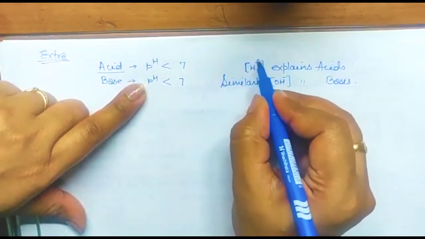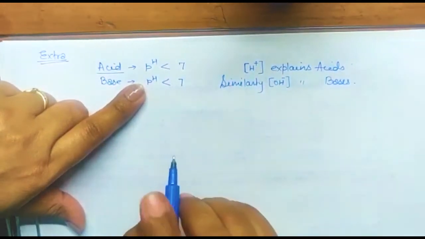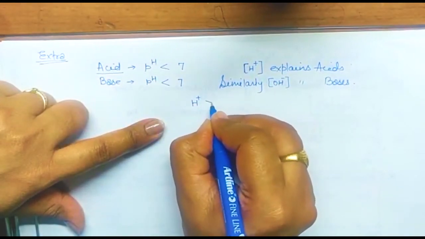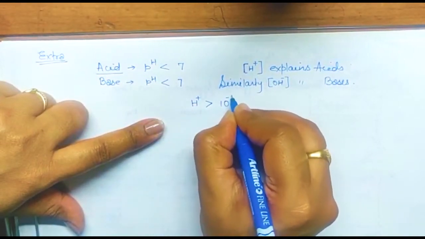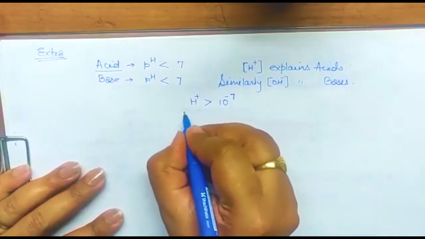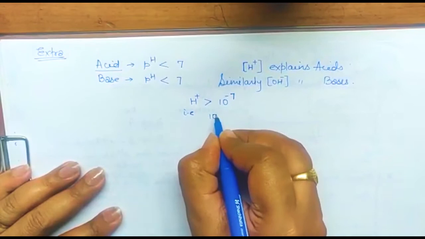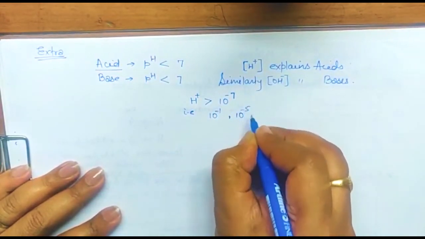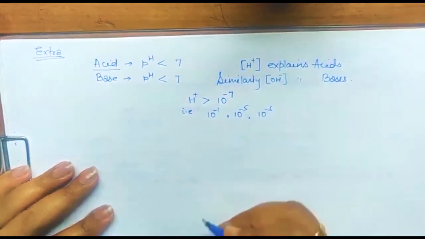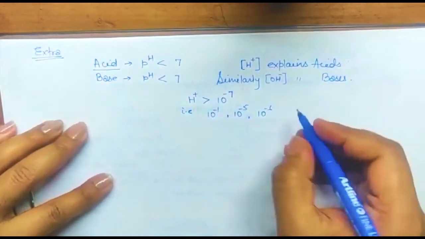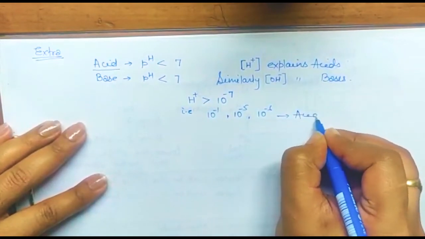So if we talk in terms of H plus and OH minus, what will it be? If the H plus ion concentration is greater than 10 to the power minus 7, for example 10 to the power minus 1 or 10 to the power minus 5 or 10 to the power minus 6, isn't it? So these values are greater than 10 to the power minus 7. So these are acids. Clear?